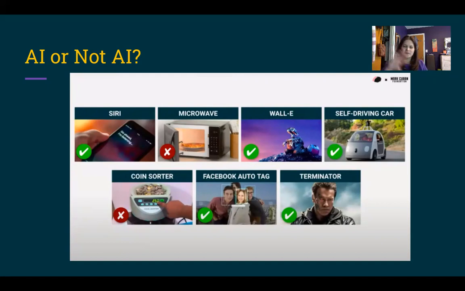And I know you might be a little bit confused about the Siri and the self-driving car and the Facebook auto tag. Does that really count? So we'll get to that coming up very quickly.